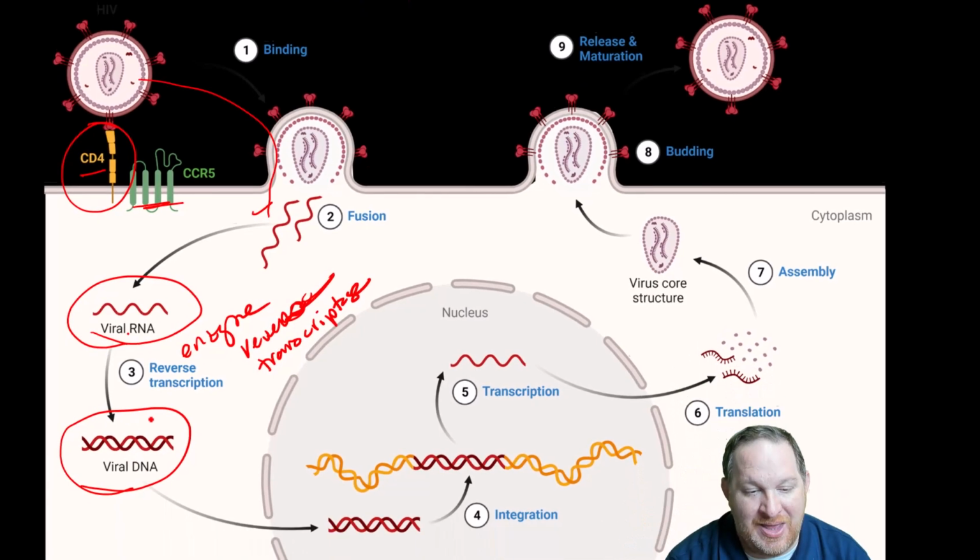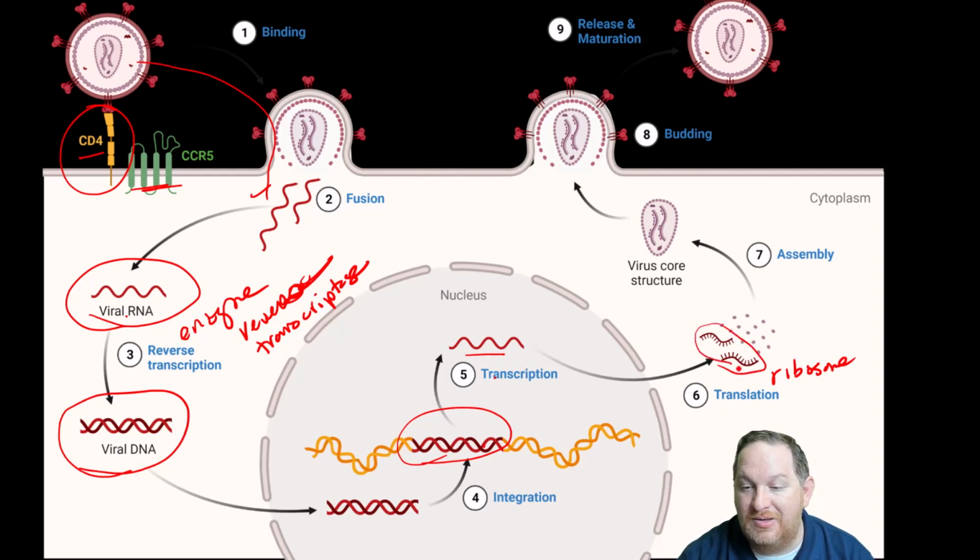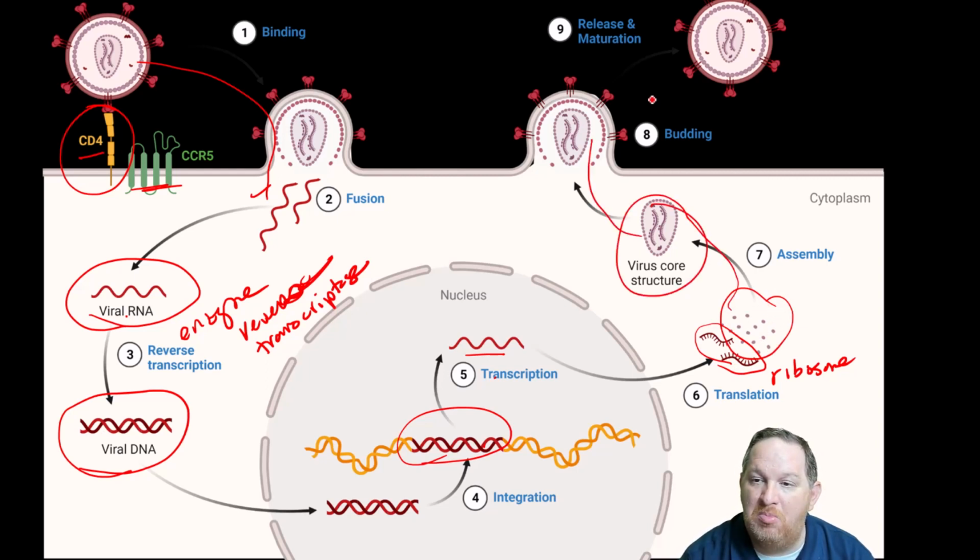Well, then we know what happens. Same old story. The DNA in the nucleus integrates itself into those white blood cell nuclei's DNA. Then what happens? DNA is transcribed into RNA. The RNA goes out to the ribosome and is translated into what? More viral RNA, more protein, so that the HIV can assemble, bud off, and go infect another cell.